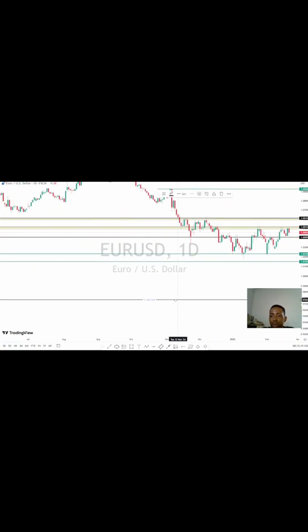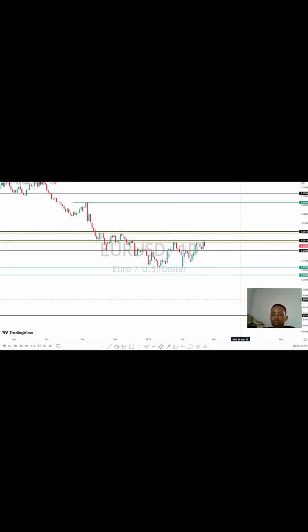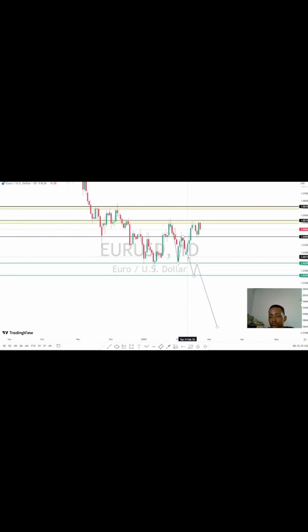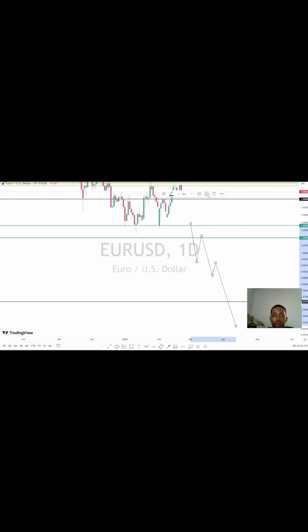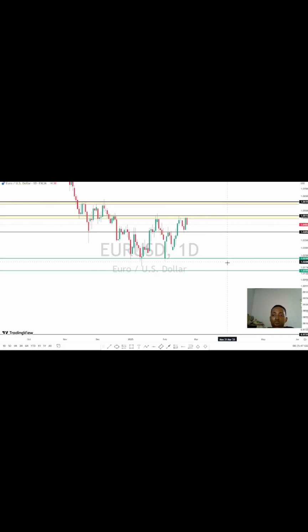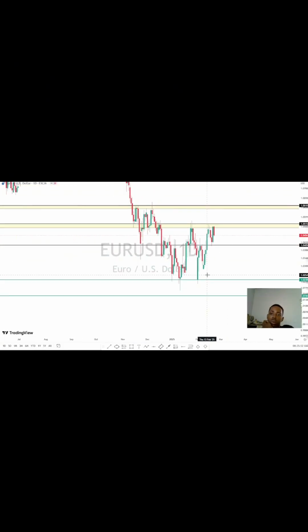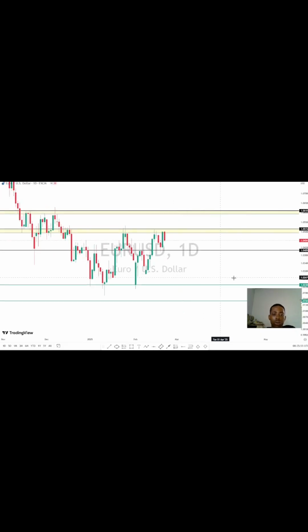We should have somehow, let me lock this thing, I don't like it moving around. We should have done something like this: a push down here, retest at this level, push down here, retest at this level, and we keep on heading lower. This is what I thought the Euro USD should have done, but we failed to keep on moving that structure down.